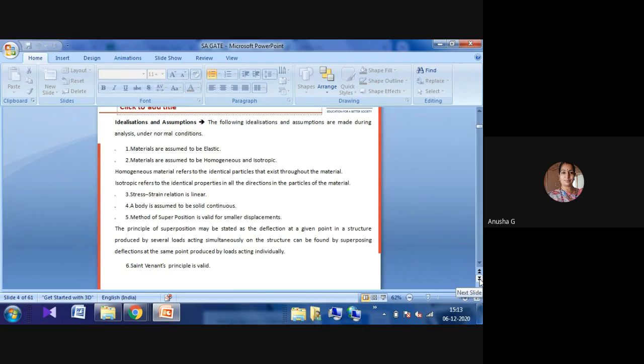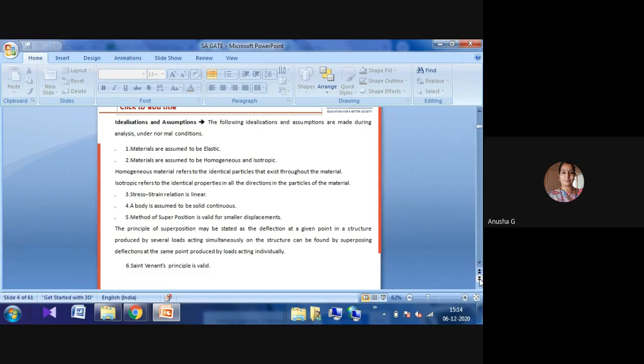Now we will see one by one the main idealizations and assumptions of structural analysis. The following idealizations and assumptions are made during the analysis. The first is that materials are assumed to be elastic. The second is that materials are assumed to be homogeneous and isotropic. Homogeneous means identical particles exist throughout the material. Isotropic means identical properties in all directions, in all the particles of the material.